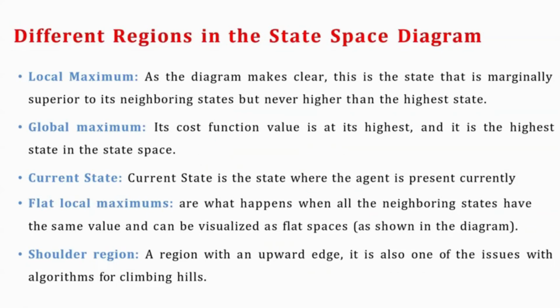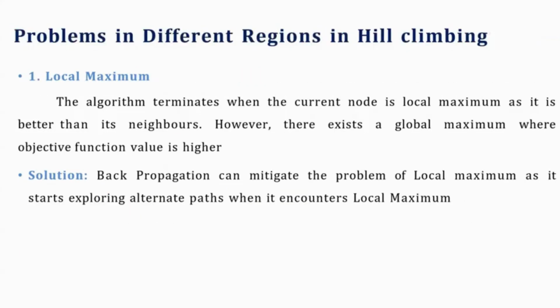So here we can see different regions. We have discussed local maximum, global maximum, current state, and flat local maximum. I have explained the graph. So now the problems are the different regions in hill climbing.